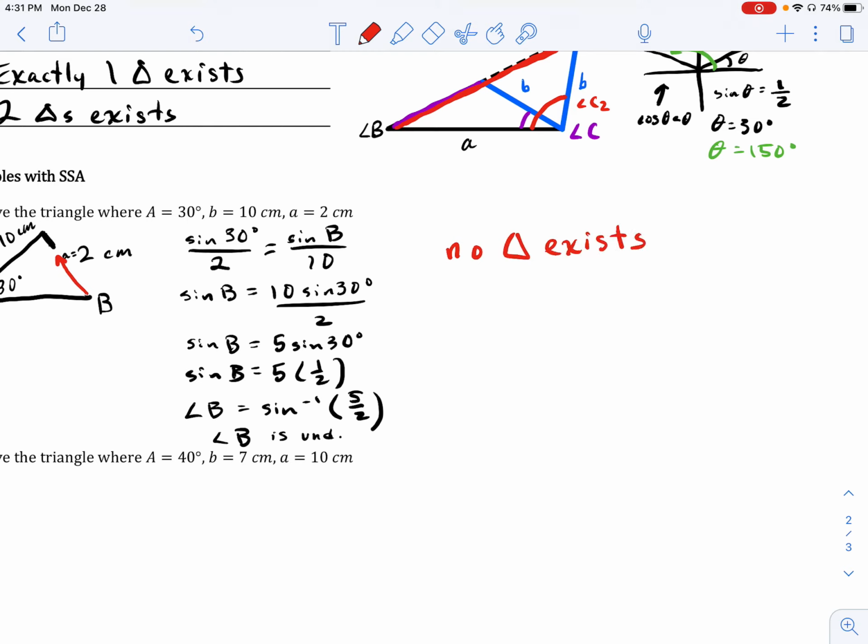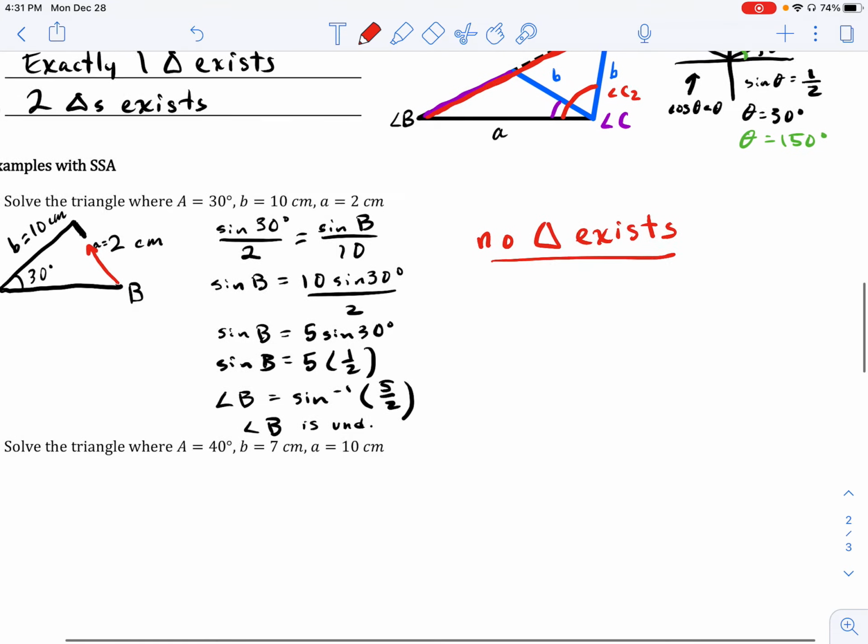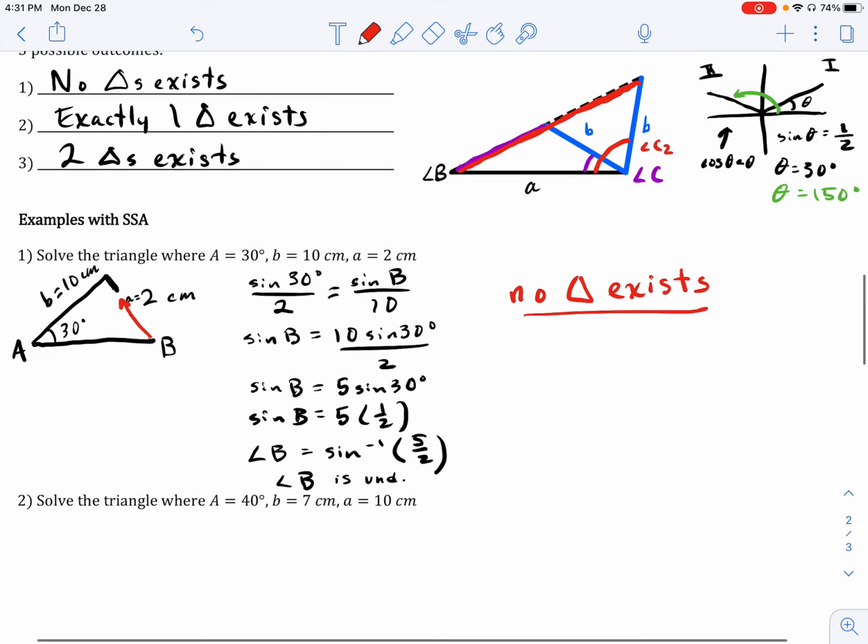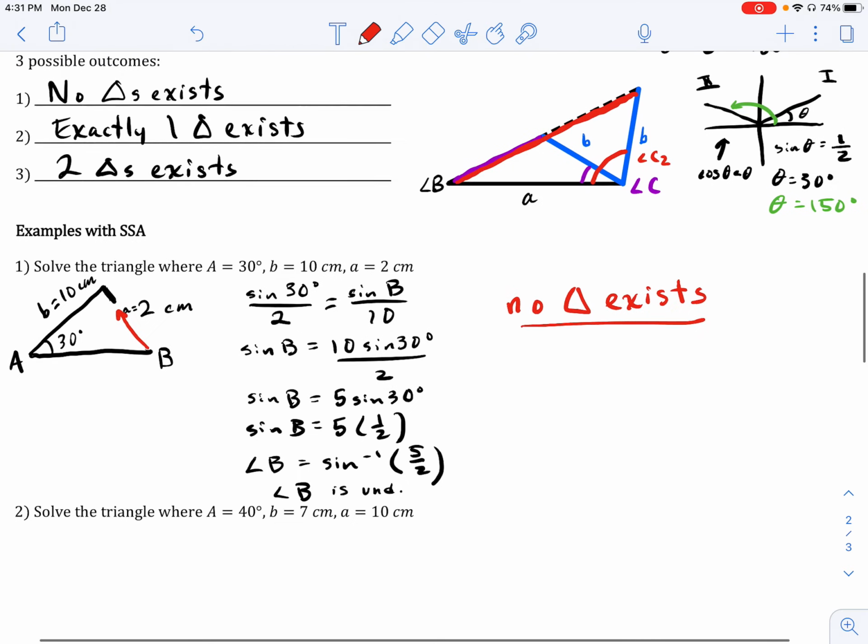So on an algebraic level, anytime you get an angle that does not exist, that tells you that no possible triangle exists here. So this is an example of an SSA case where no triangle exists.